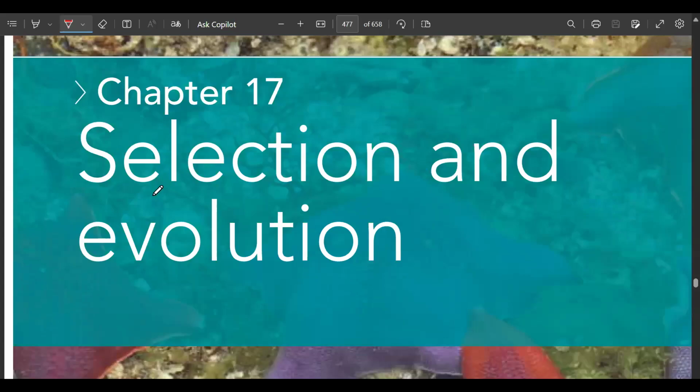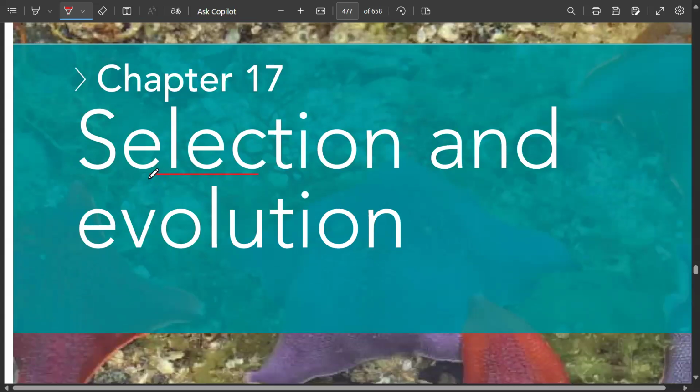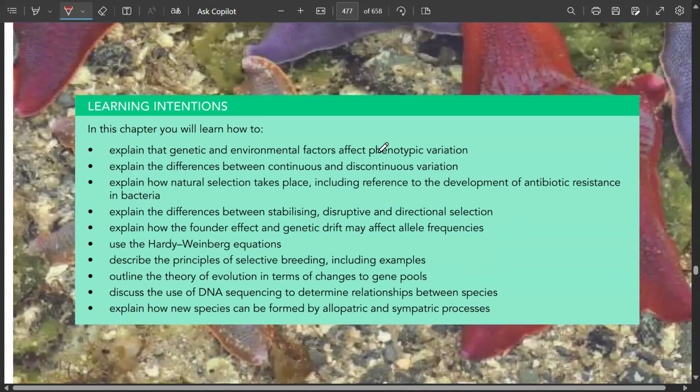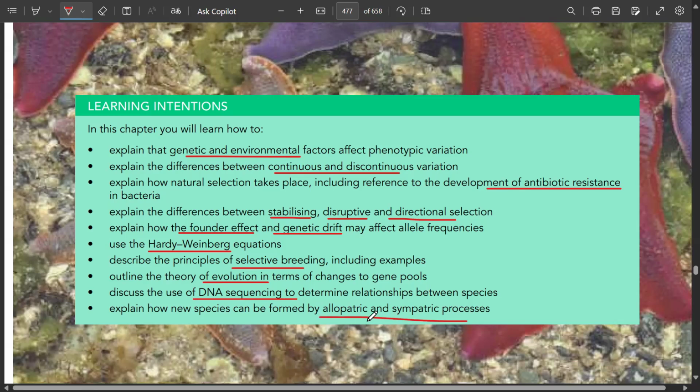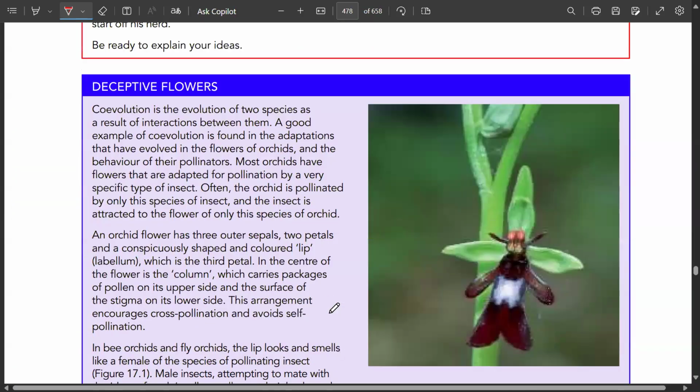Today we'll be starting off with chapter number 17 of A2 Biology, which is Selection and Evolution. In this chapter, we are going to learn the genetic and environmental factors that affect phenotypic variation, explain the differences between continuous and discontinuous variation, explain how natural selection takes place, including antibiotic resistance, and the differences between stabilizing, disruptive, and directional selection. What is the founder effect, genetic drift, the Hardy-Weinberg principle and equation, selective breeding, what is evolution, what is a DNA sequence, and what is the difference between allopatric and sympatric processes?